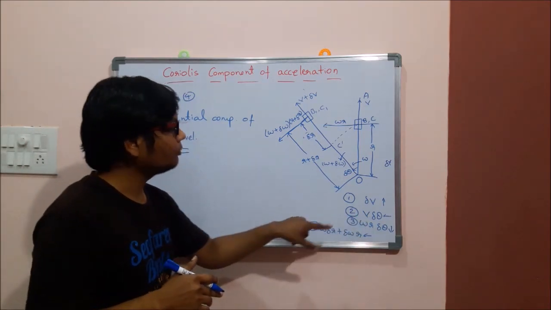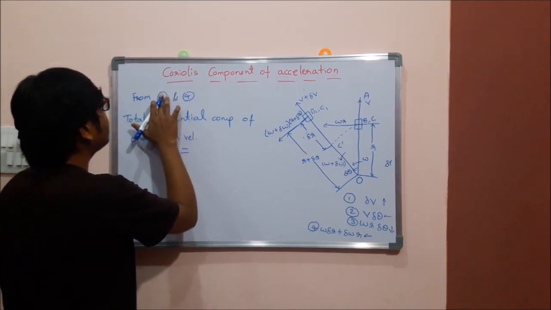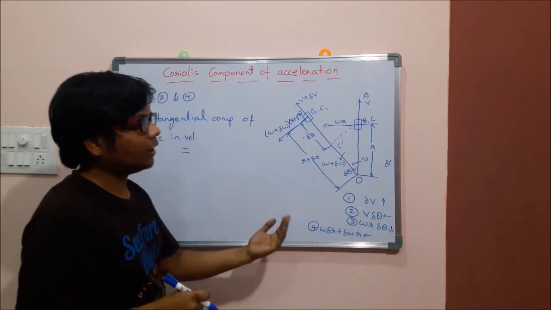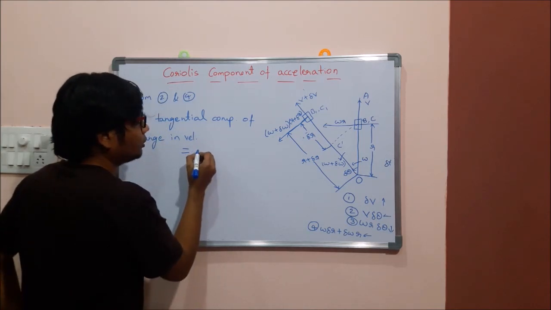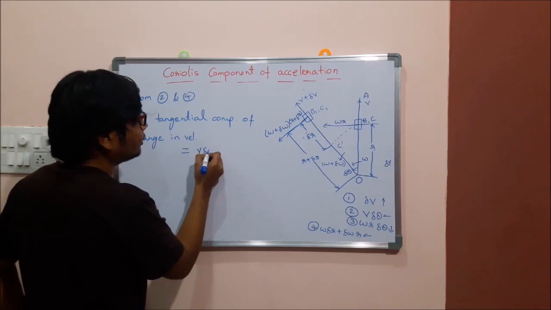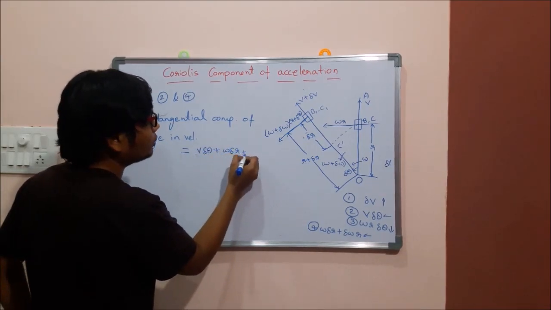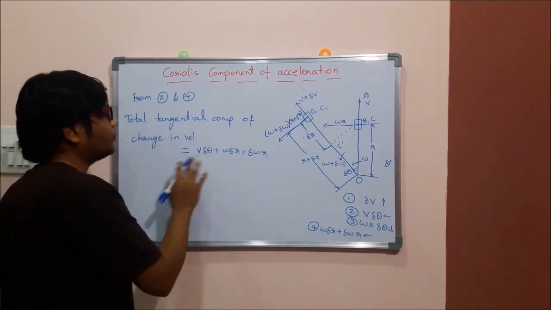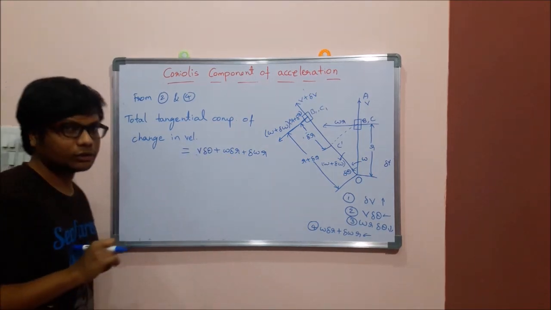So when you consider, what are the equations? Sorry, not 3 and 4. You need to consider 2 and 4. Both are acting in the left-hand side direction, so both can be taken as a summation. So try to write the sum of these two: V delta theta plus omega delta r plus delta omega r. This is the final tangential component of change in velocity here.